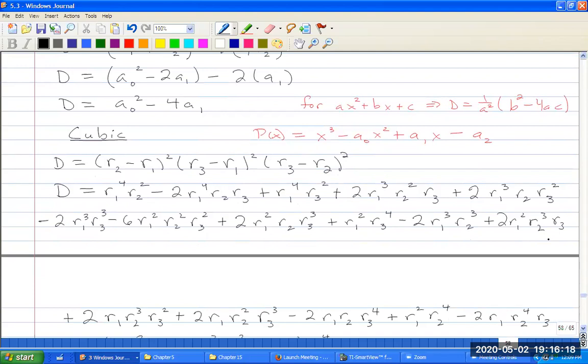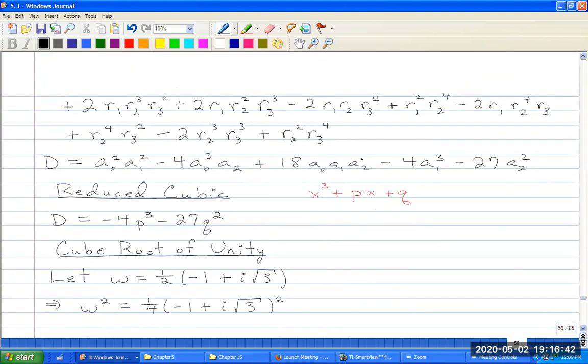For the cubic, x cubed minus a0 x squared plus a1 x minus a2, my discriminant just looks like (r2 - r1) squared, (r3 - r1) squared, (r3 - r2) squared. Multiply this out, group everything together. So you get a0 squared a1 squared minus 4 a1 cubed minus 4 a0 cubed a2 plus 18 a0 a1 a2 minus 27 a2 squared.